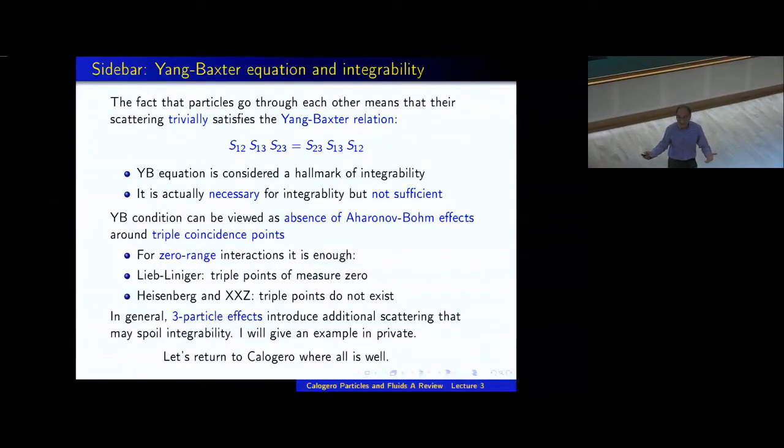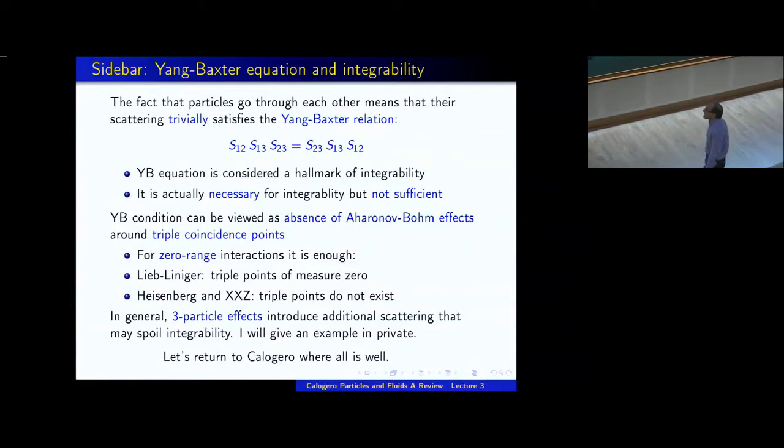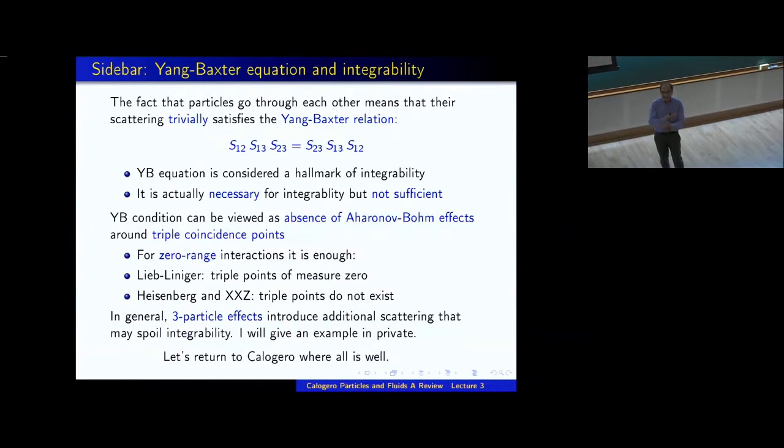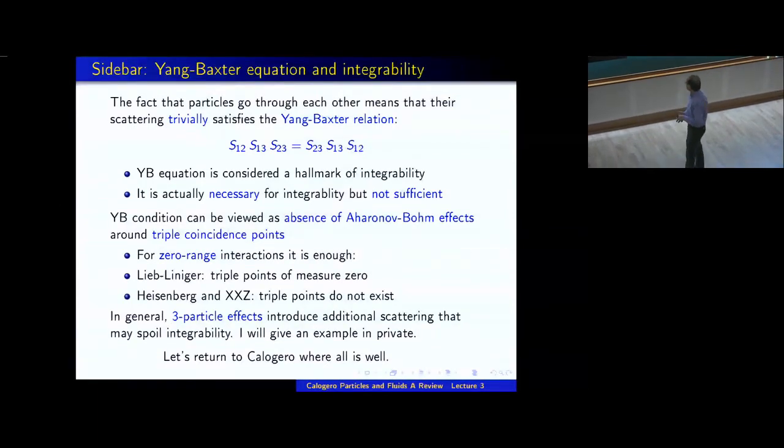If you see it, then you have an integrable system. Actually, I would like to stress that it is a necessary but not sufficient condition for integrability. And also to give you the mental picture that what the Yang-Baxter equation is, in words, is the absence of Aharonov-Bohm effects around triple scattering points, triple coincident points.